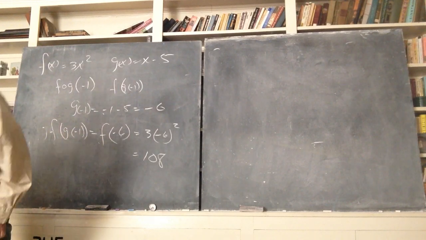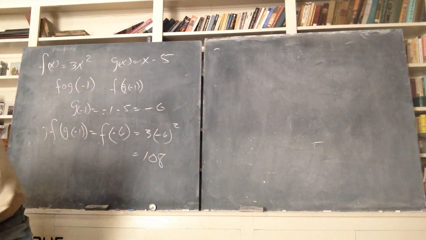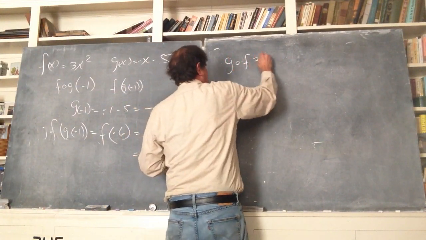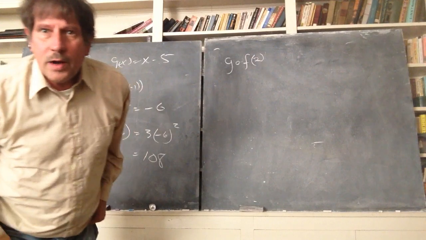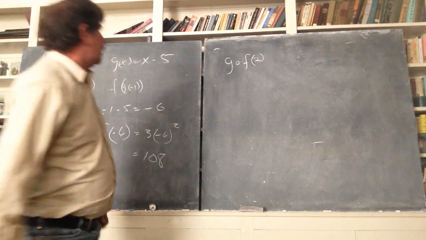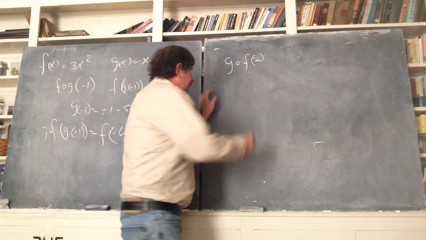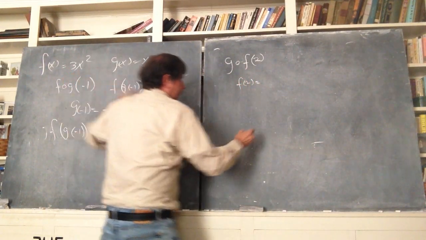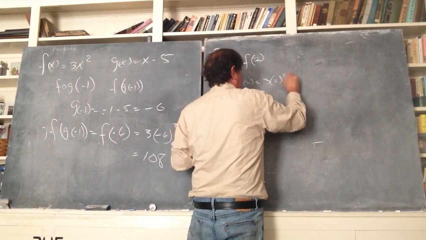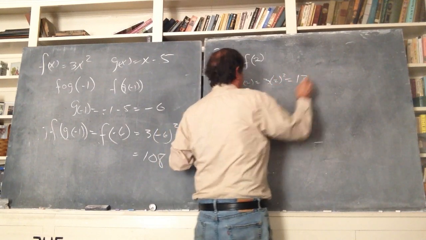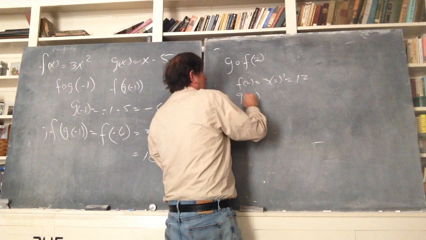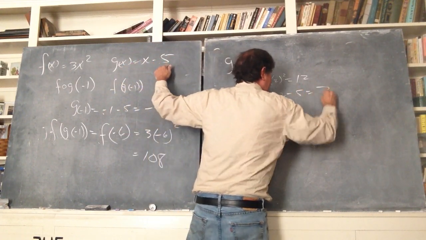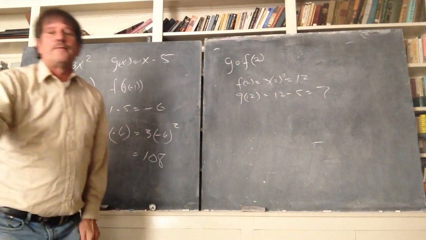And let's go backwards then. Let's go g∘f at 2. Last example, by the way. g∘f at 2 means I'm finding f at 2. The function value of 2 is 3 times 2 squared. 2 squared is 4, times 3 is 12. Then g at 12 is 12 minus 5, which is 7. So g∘f at 2 is 7.